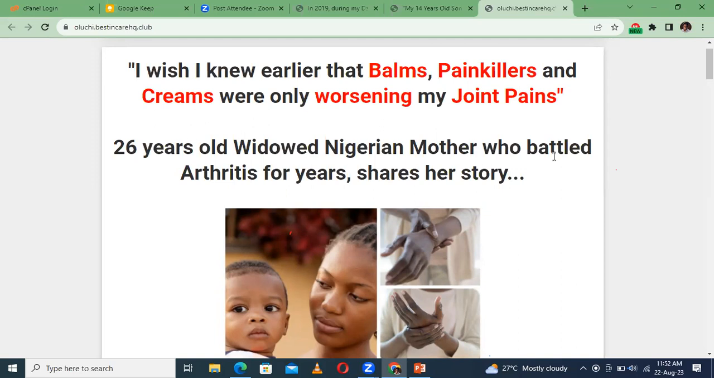For now, it obeyed law one because many people have been using the same thing, balms, painkillers, and creams, for joint pain issues. It mentioned arthritis, it mentioned joint pain. People that have arthritis, joint pain is not strange to them.